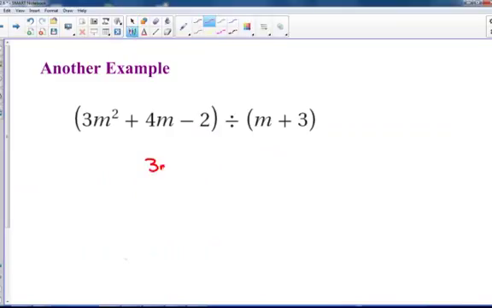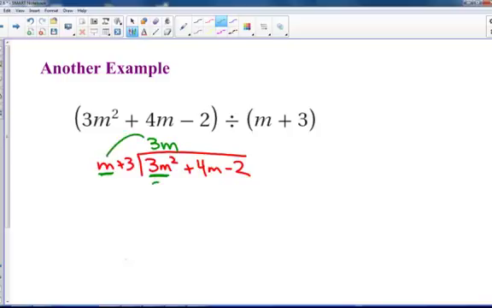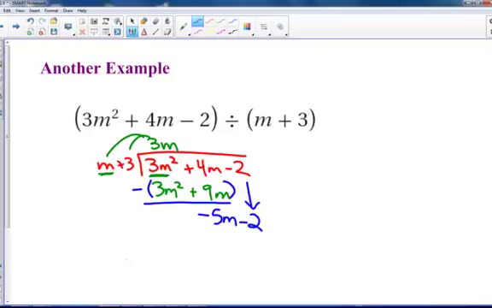So 3m squared plus 4m minus 2 divided by m plus 3. M times what is 3m squared? That would be 3m. When we multiply that out, 3m squared plus 9m. When we subtract, we get negative 5m. Bring down the negative 2. M times what is negative 5m? Negative 5. Negative 5 times m is negative 5m. Negative 5 times 3 is negative 15.